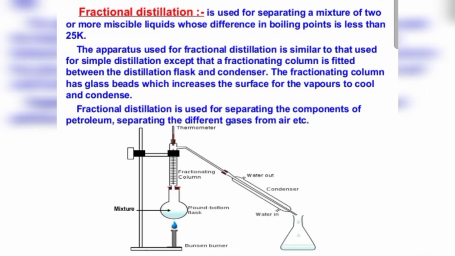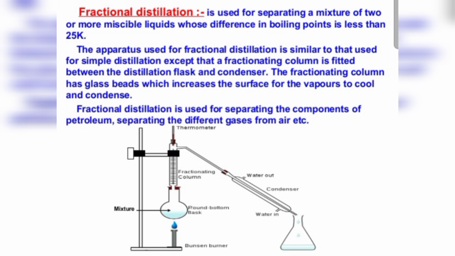The next process, students, is fractional distillation. Fractional distillation is the process of separating two or more miscible liquids by distillation, and different pure liquids are collected in fractions at different boiling temperatures. So it is used for separating a mixture of two or more miscible liquids whose difference in boiling point is less than 25 Kelvin.